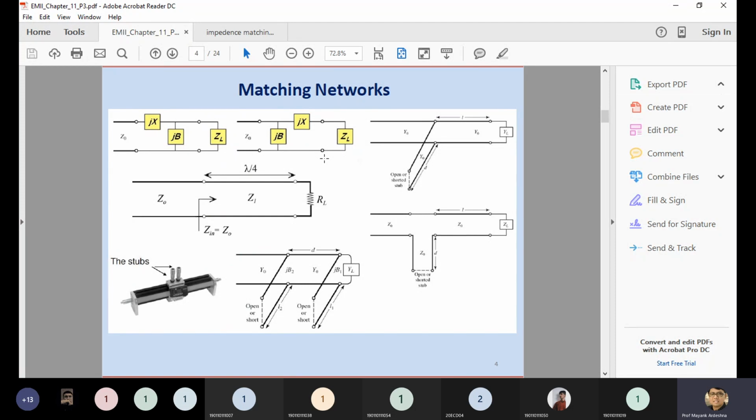So according to the signals, you change the length of the wire. Suppose you operate at 1 megahertz, this lambda by 4 value is slightly different. If I operate at say 20 megahertz, definitely the lambda by 4 length is different. So for each individual frequency, you have to change this lambda by 4 transmission line length, which is called the quarter wave transformer. So this is the first technique.